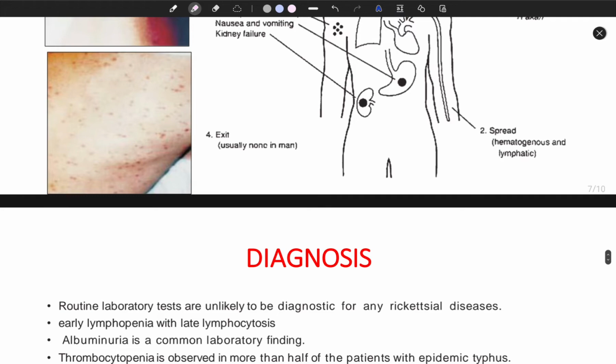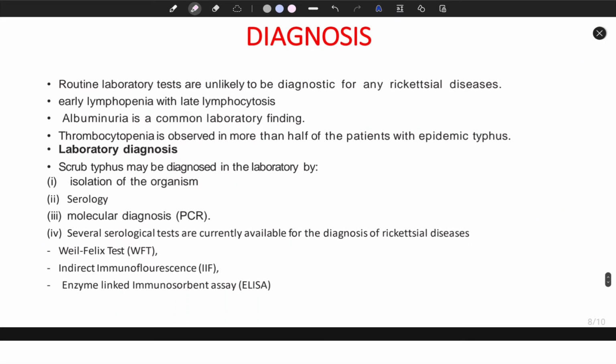the bacteria. Now, diagnosis. Routine laboratory tests are unlikely to be diagnostic for any rickettsial disease. Early leukopenia and late leukocytosis. Albuminuria is a common laboratory finding. Thrombocytopenia is observed in more than half of the patients with epidemic typhus. Laboratory diagnosis. Scrub typhus may be diagnosed in the laboratory by isolation of the organism, serology, and molecular diagnosis like PCR. Several serological tests are currently available for diagnosis of rickettsial disease, like the Weil-Felix test, IIF (indirect immunofluorescence), ELISA, etc.